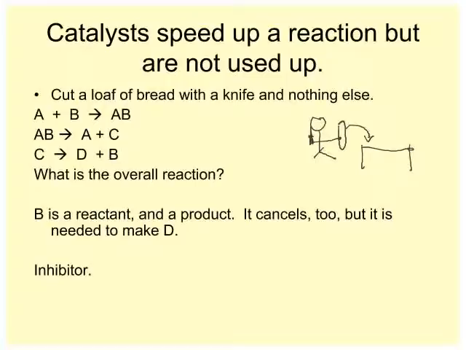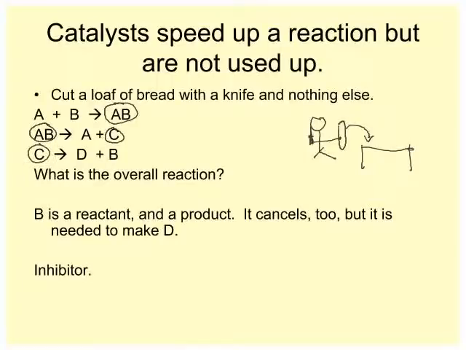No. Looking at the reactions in steps like we did before, A plus B yields AB. AB, notice AB would be a what? An intermediate. So, and then that produces A plus C. And then C yields D plus B. So again, C's product and then used up.